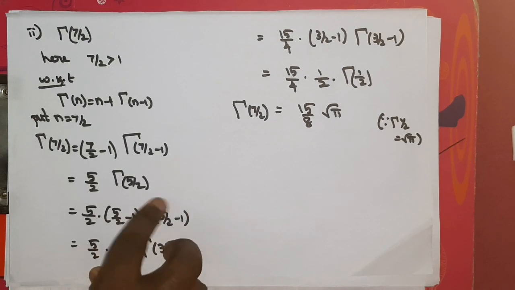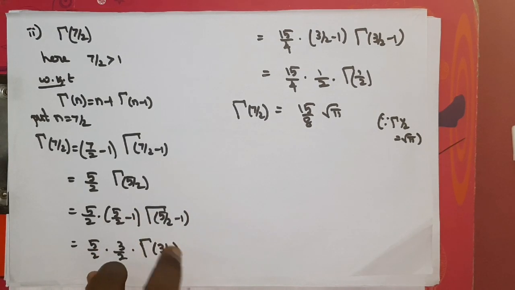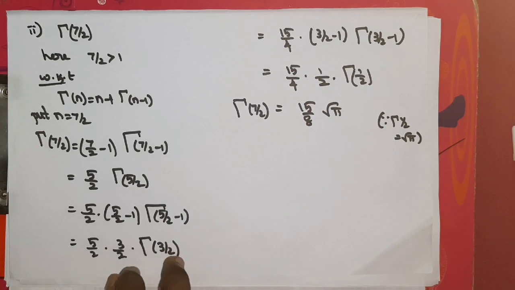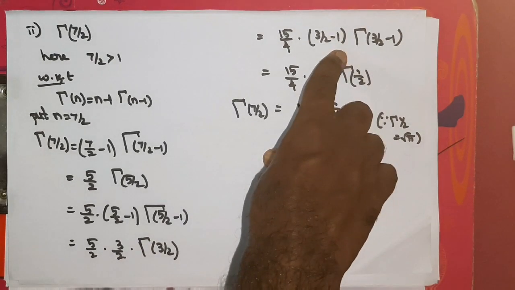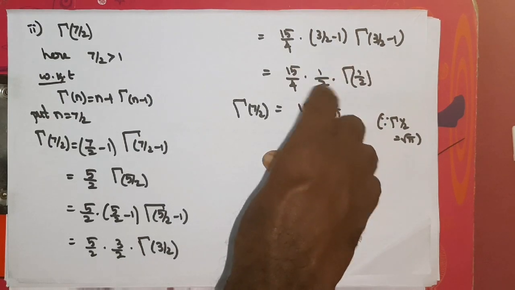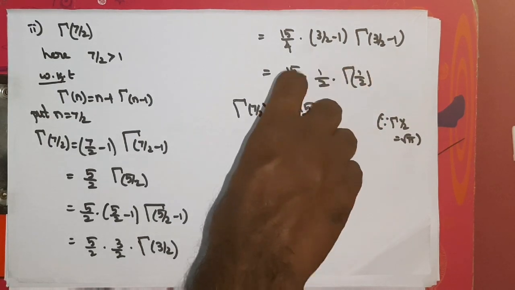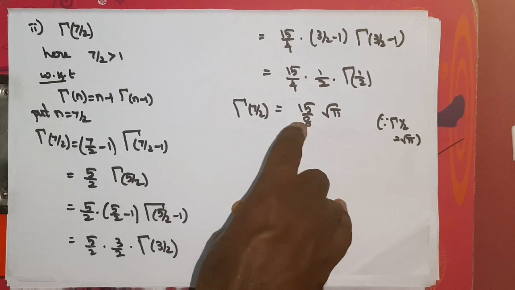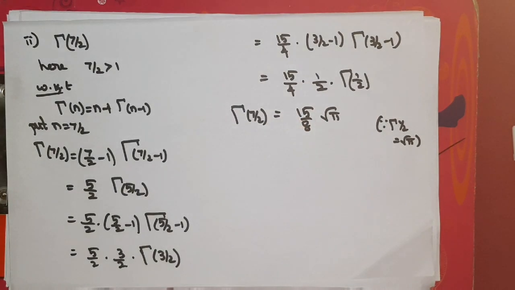5 by 2 minus 1, gamma of 5 by 2 minus 1, that when you solve is 3 by 2 gamma of 3 by 2. And here when you solve, you get 3 by 2 minus 1, gamma of 3 by 2 minus 1, that is 1 by 2 into gamma 1 by 2. The front value is 15 by 4. When you multiply, root 15 by 8 into root pi. So this is by formula we are doing.